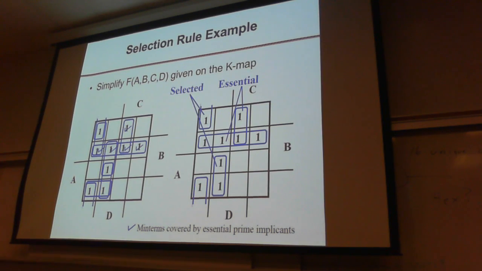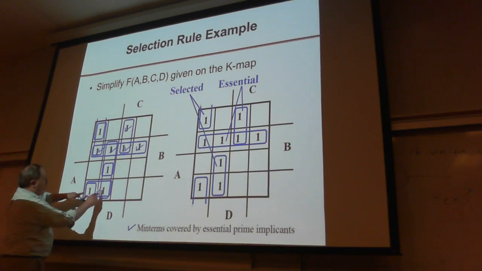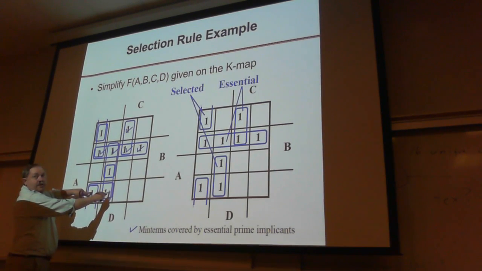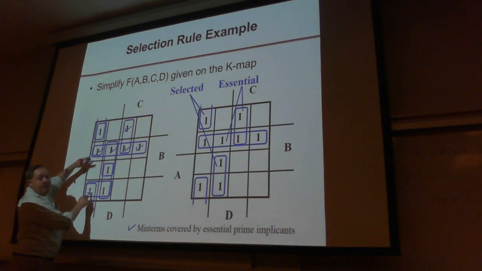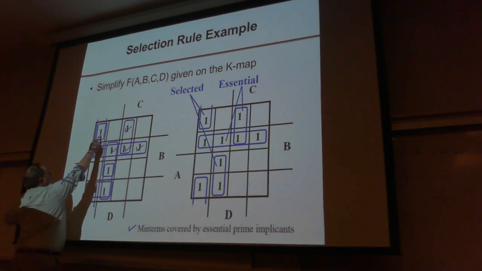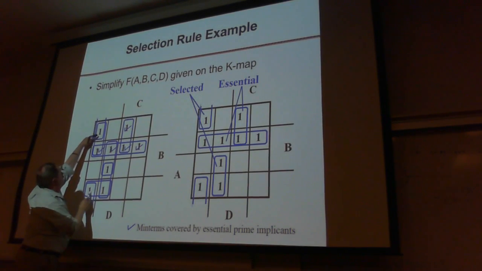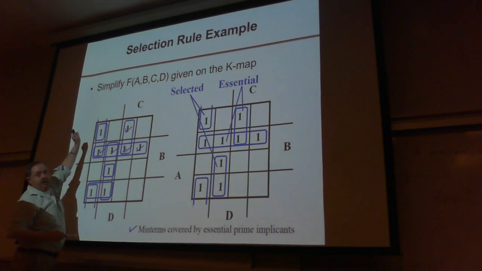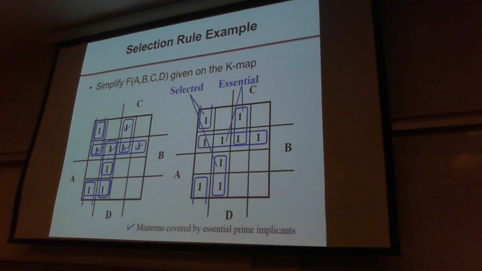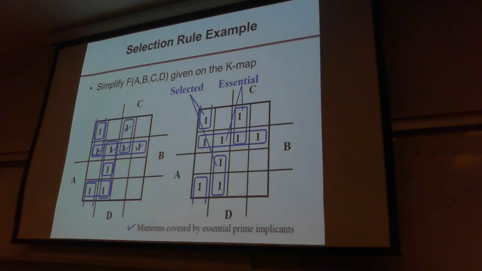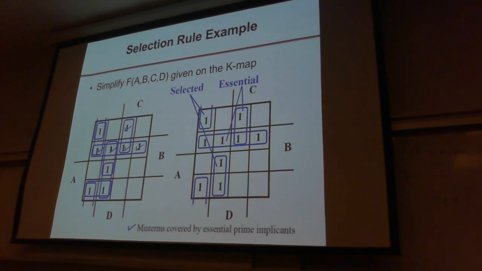Yes? Why are the top left and bottom left corner not essential? Because I can grab this one as a pair here. So I have two ways I can grab that one. And likewise, this one here, I can grab it with this pair or this pair.